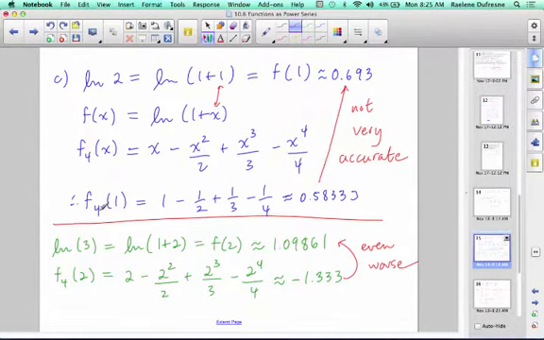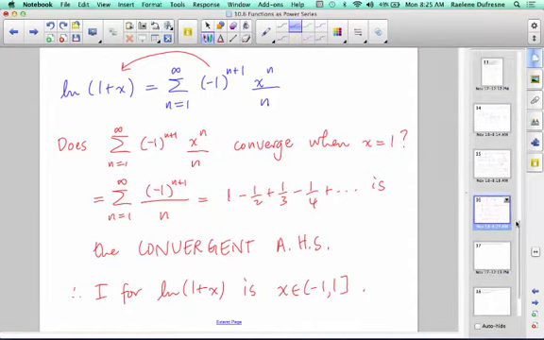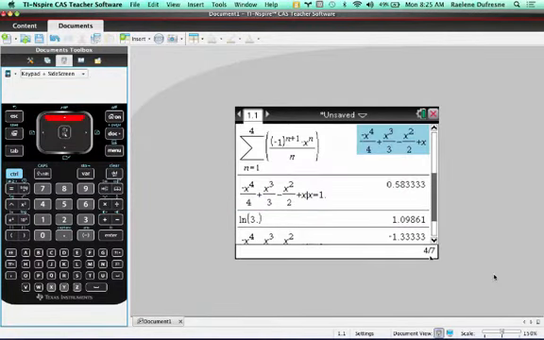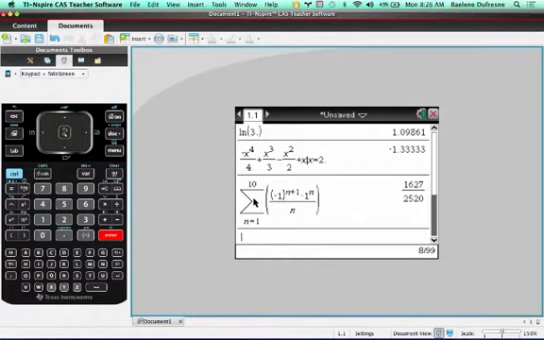But maybe 4 terms, or the 4th degree polynomial, wasn't big enough. So if we take more and more terms, we should be able to improve the approximation of f sub 4 of 1 to the ln of 2. So let's try a few more terms. And if we go here, evaluated when x is 1, what we're really doing is evaluating the alternating harmonic series. And let's approximate this with 1.0 so we get a decimal every time.